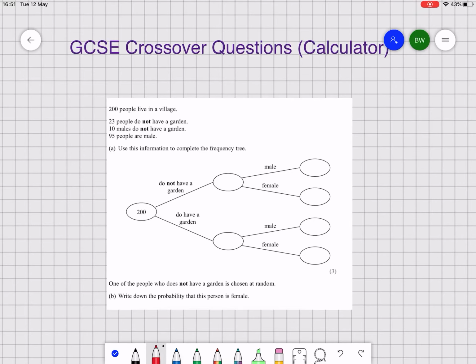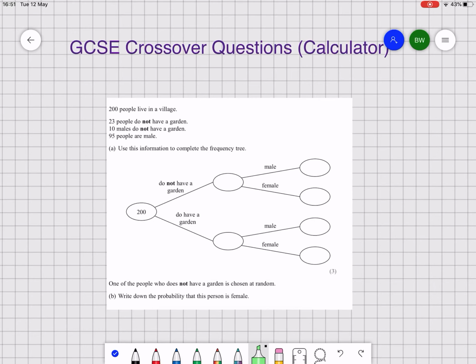So in this video, we're going to look at some GCSE crossover questions again. These are the questions that appear on the back half of the foundation paper or the front half of the higher paper. So question 1 that we're going to look at, I'm going to read it through with you, give you some time or suggest that you pause the video to answer the question, then go through the answer.